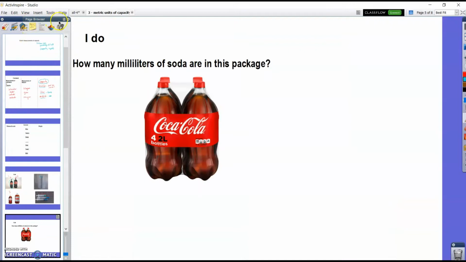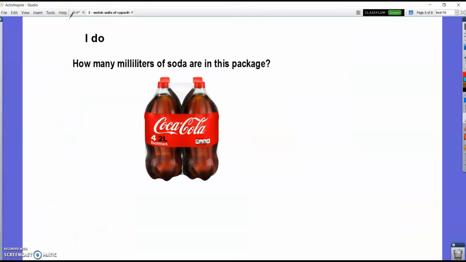So let's do some questions converting here. How many milliliters of soda are in this package? I like this question because I don't even tell you how many liters there are. There's some figuring out to do. So when you convert, we're going to convert the same way we have with the other metric system. King Henry died, base, drinking chocolate milk.